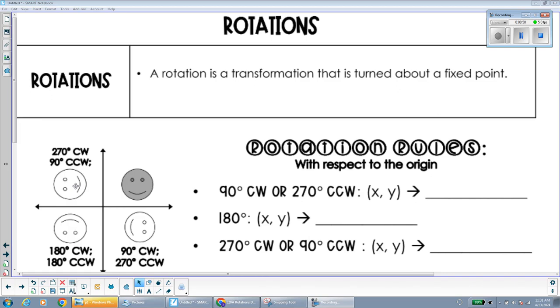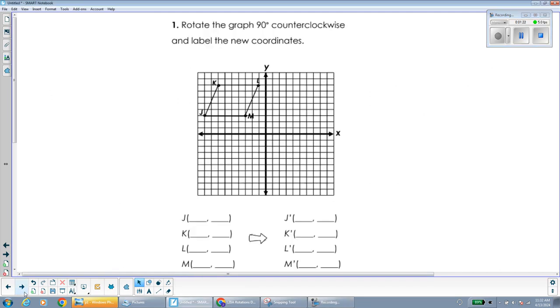it 90 degrees counterclockwise, 180 degrees counterclockwise, 270 degrees counterclockwise. If we take the smiley face and we rotate it 90 degrees clockwise, 180 degrees clockwise, and 270 degrees clockwise, that is what it will look like. We'll come back to the rules in a minute. Let's take a look at some counterclockwise examples, and then we'll do some clockwise examples after that.